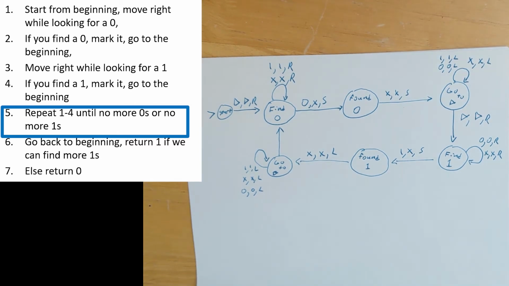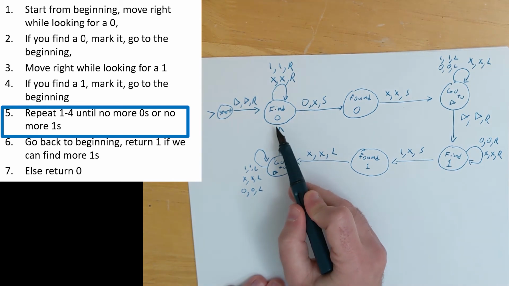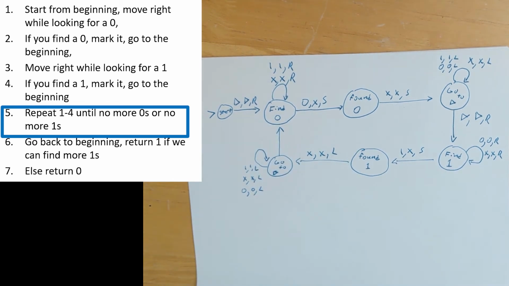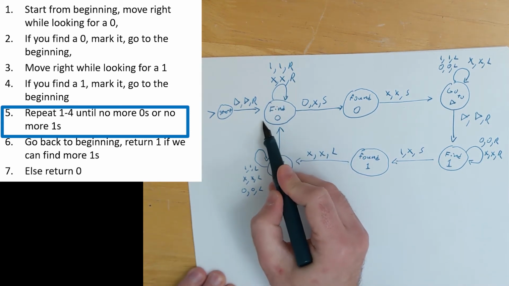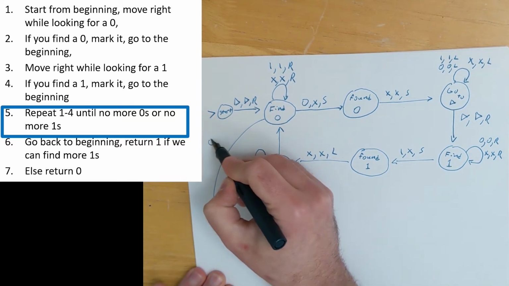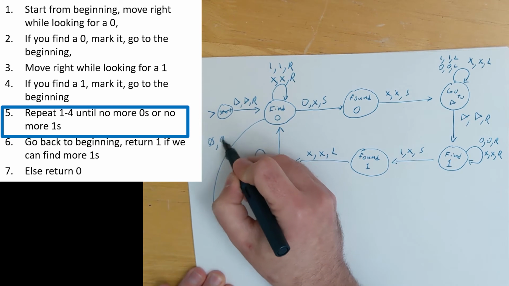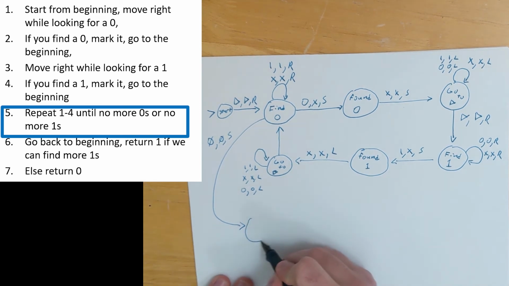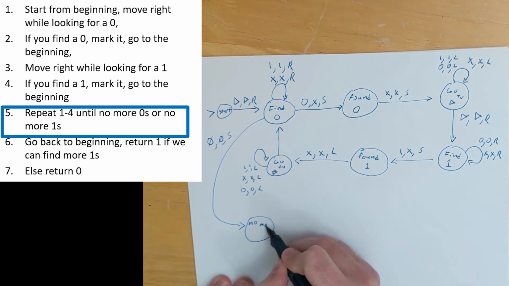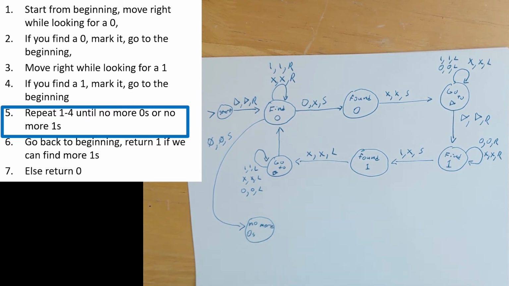Now there are some cases while we're going through this that we might recognize that we might run out of zeros or we might run out of ones in order to process. So while I'm doing this, like, let's try to find a 0, if I ever come to a blank, then that means that I had run out of zeros to process. So notice here, we don't have any outgoing transitions on a blank from find 0. So what we're going to do is we're going to add one of these. So if I saw a blank character, then I'm just not going to change it and not move in the tape. And I'm going to transition to this state that says, like, no more zeros. So this is my no more zeros state.